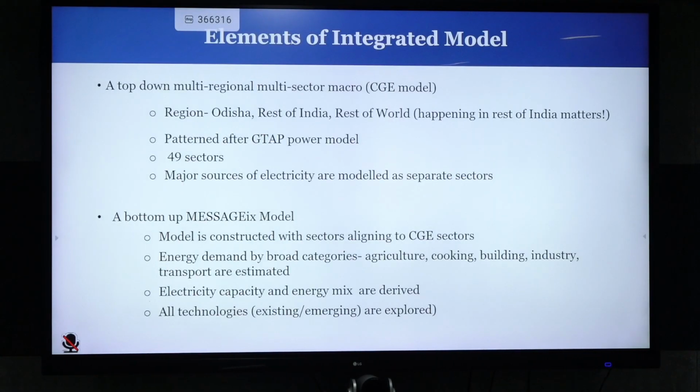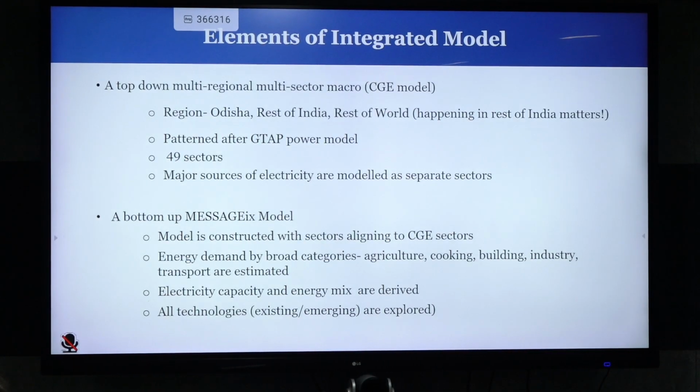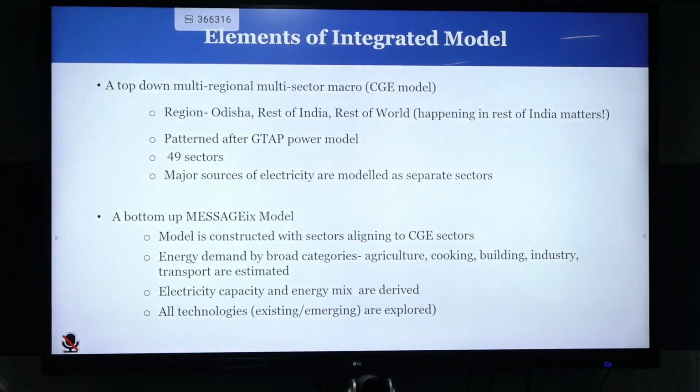So what kind of integrated model is it? We are using a top-down, multi-regional, multi-sector macro CGE model. We have 5 regions. Why? One is Odisha, because Odisha is a small state, and whatever happens in the rest of India will affect Odisha. You can't model Odisha alone, so we have to model the rest of India in our economy.